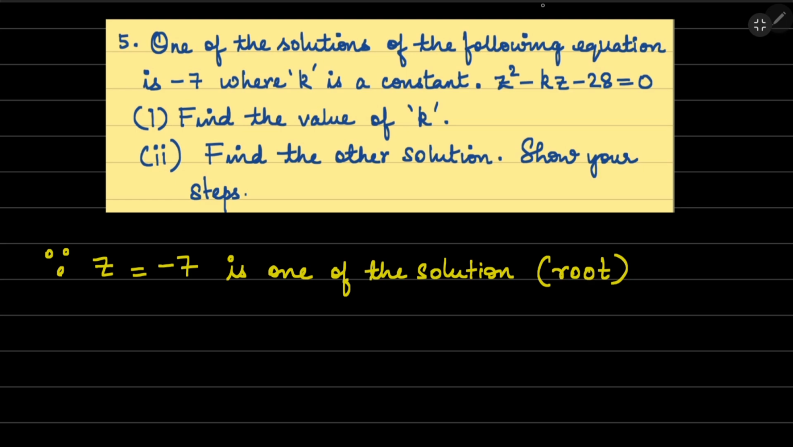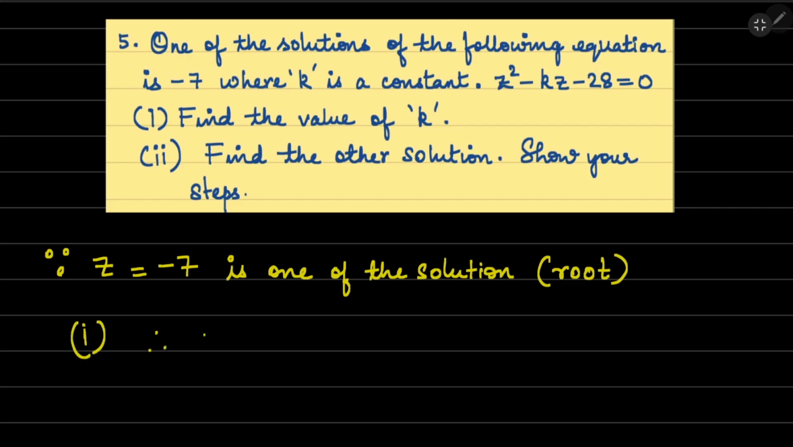Right? So what are you asked? z equal to minus 7 is one of the solutions of the given equation where k is a constant. Find the value of k. So very easy, just substitute z equal to minus 7 in this equation and get the value of k. So let's do that. First, you have to find the value of k.